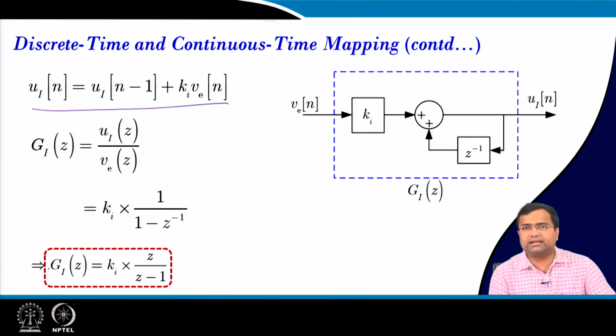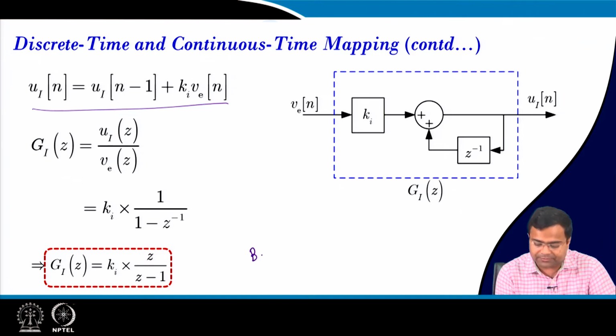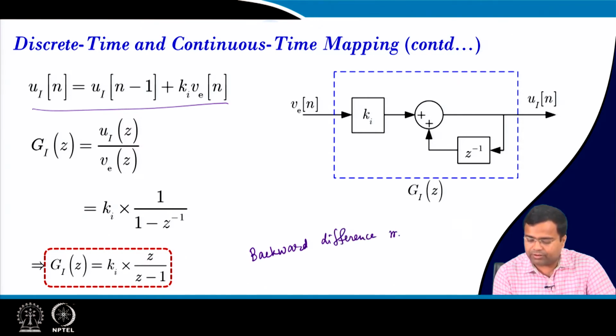So, this is the integral transfer function using the z domain, and this is using the backward difference formula, the backward difference method.